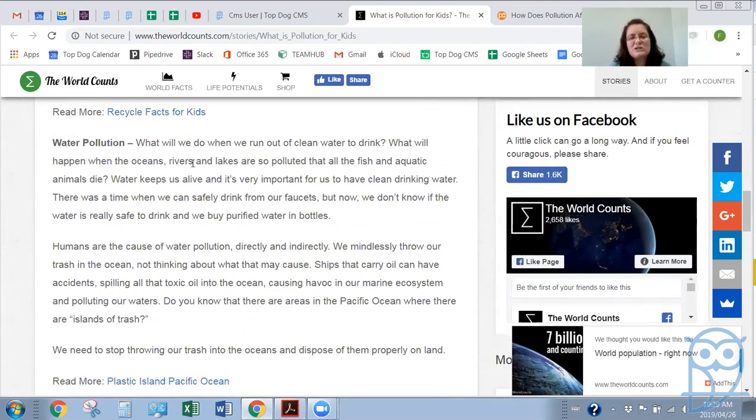What will happen when the oceans, rivers, and lakes are so polluted that all the fish and aquatic animals die? Water keeps us alive, and it's very important for us to have clean drinking water. There was a time when we could safely drink from our faucets or taps, but now we don't know if the water is really safe to drink, and we buy purified water in bottles. So this is the States, this is America that's being referred to here.